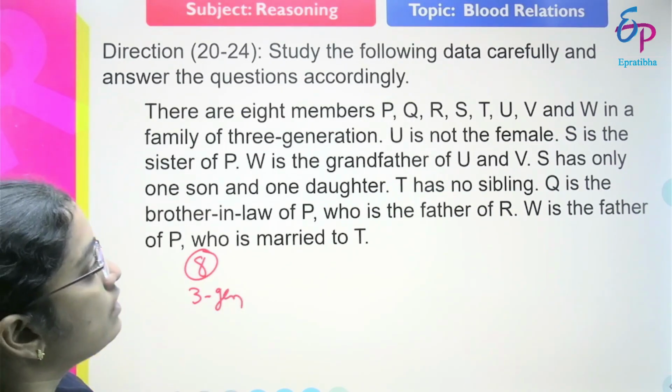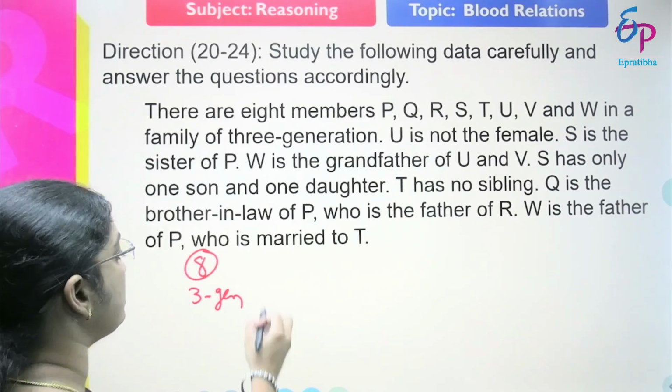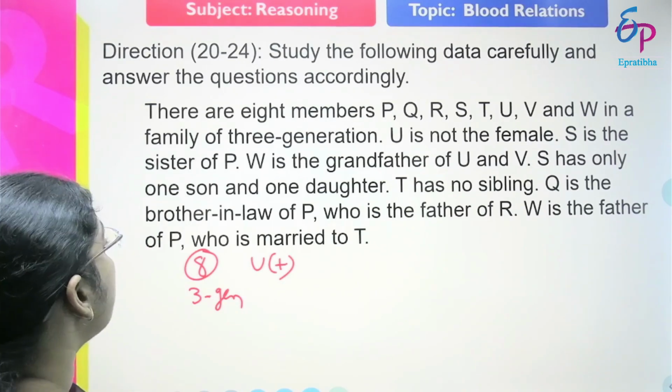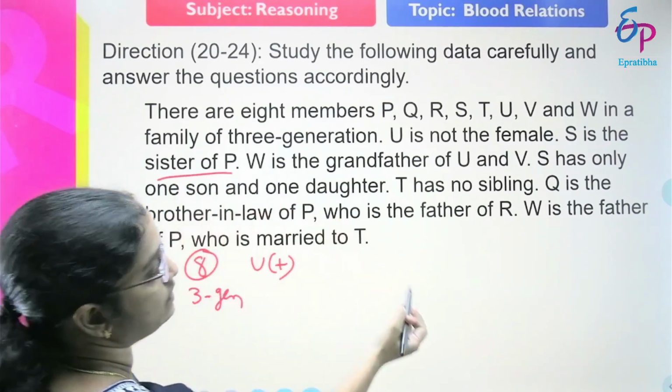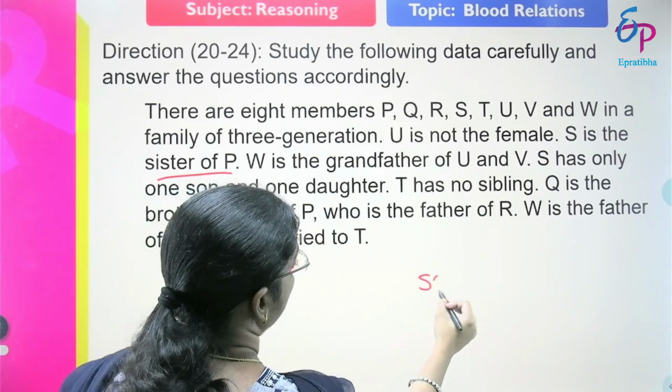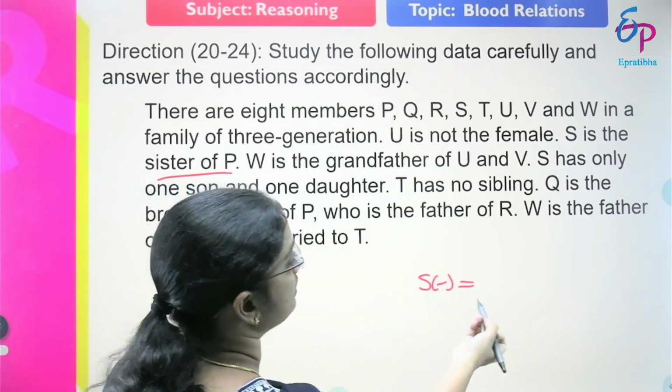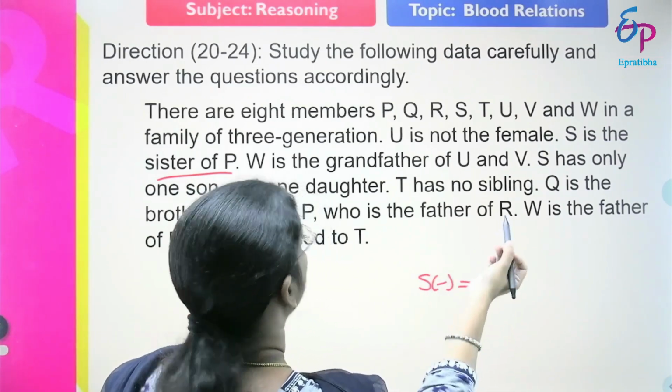Yes, then U is not a female. Okay, U is not a female means definitely U is a male person. Then S is the sister of P, friends. So first we need to take that. S is sister. Sister means sibling. So for sibling relation we are using the equal symbol. S is sister of P.